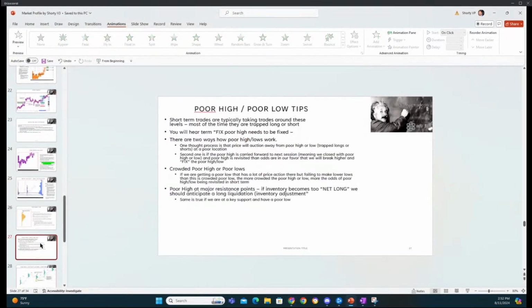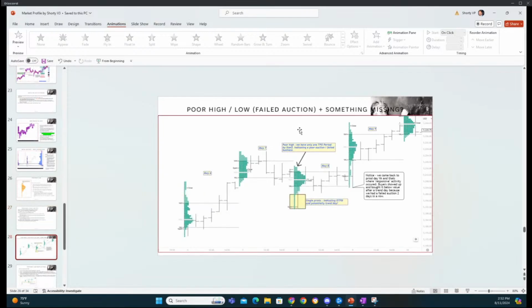Trust me. Okay, poor high, poor low, failed auction. I'm giving you a few examples here. I don't necessarily have to go through this, but is there anyone who's not comfortable identifying them? Okay.